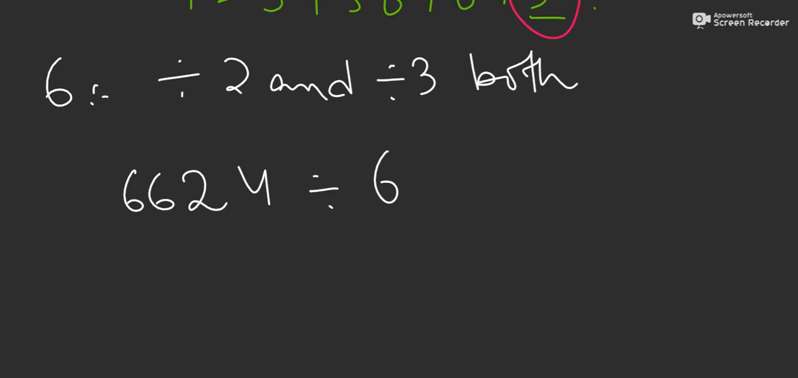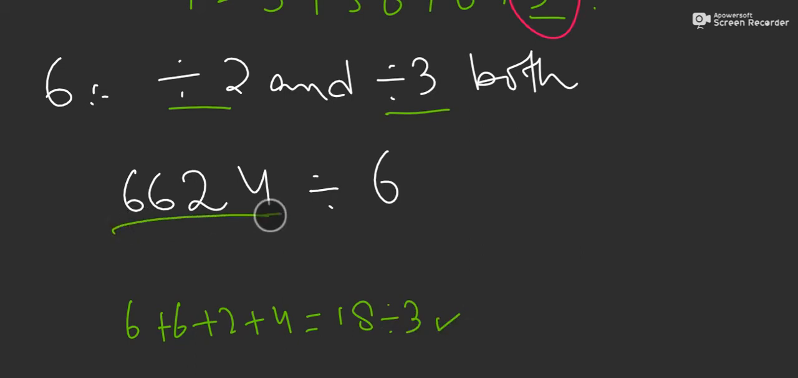Can 6624 be divided by 6? We can find out if it can be divided by 2. Yes, because there is a 4. Can it be divided by 3? Let's find: 6 plus 6 plus 2 plus 4 is 18, and 18 can be divided by 3. Yes, so this number can be divided by 2 and also by 3, so it can be divided by 6 also.